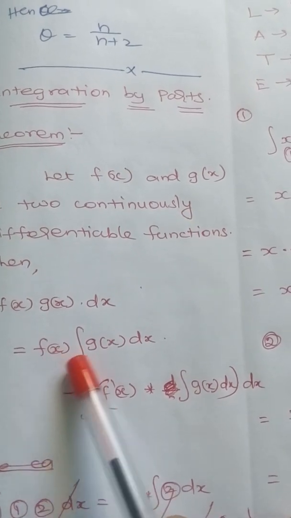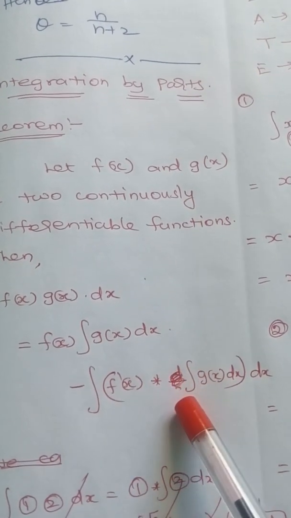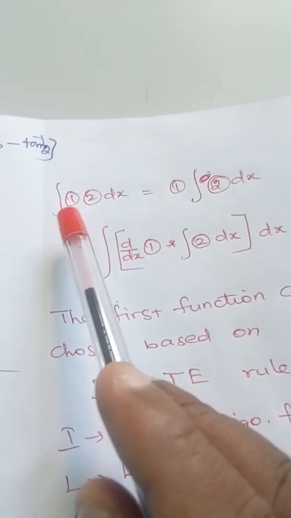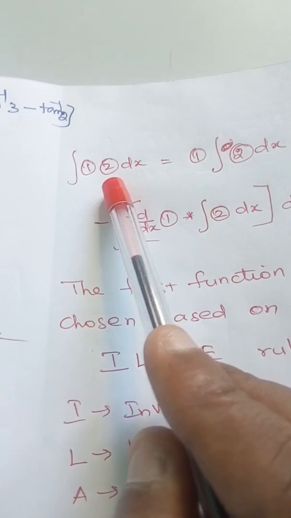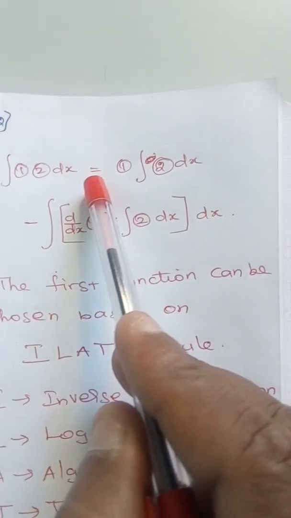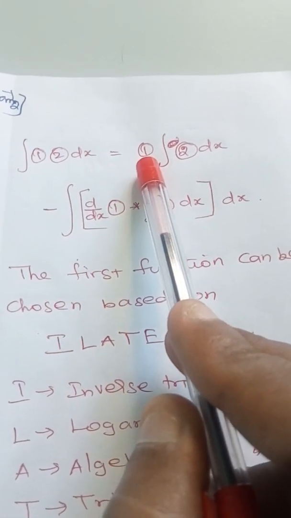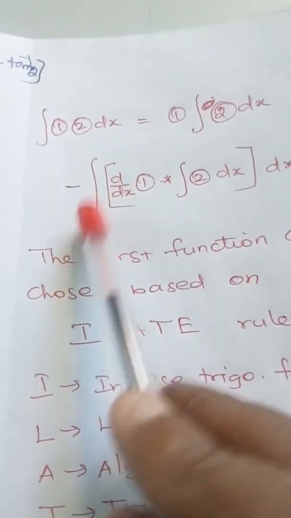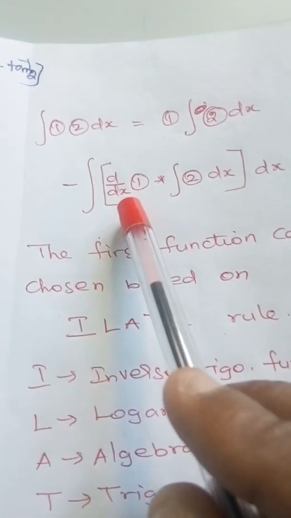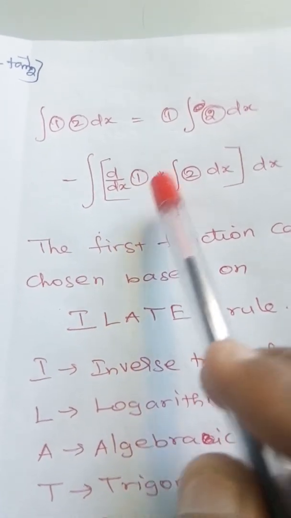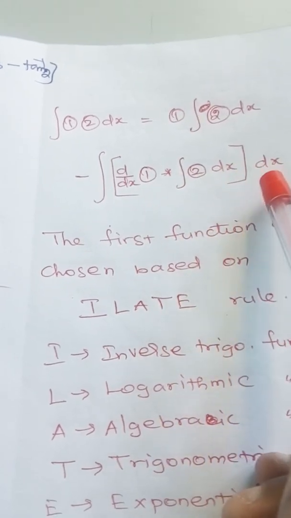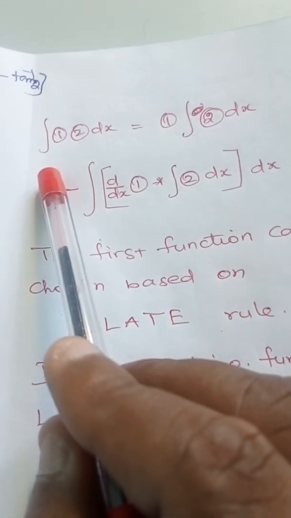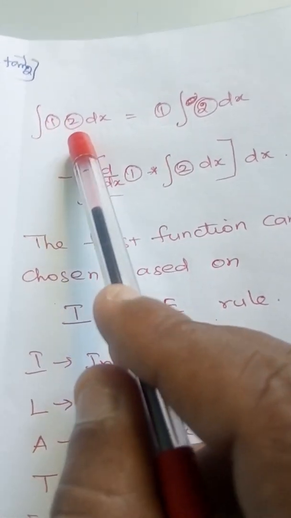You may find it difficult to remember this formula. Now I will tell you the shortcut technique to remember this formula. You just look at this. Integration of first function into second function dx is equal to first function as it is, integration of second function, minus whole integral of derivative of first function into integration of second function dx.